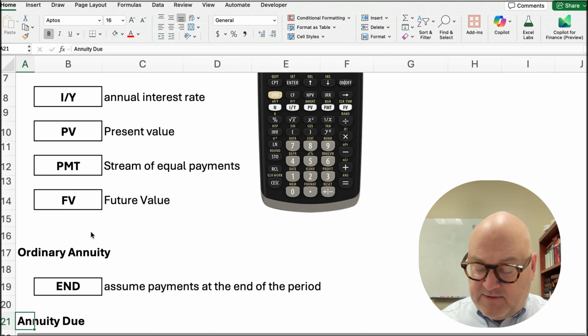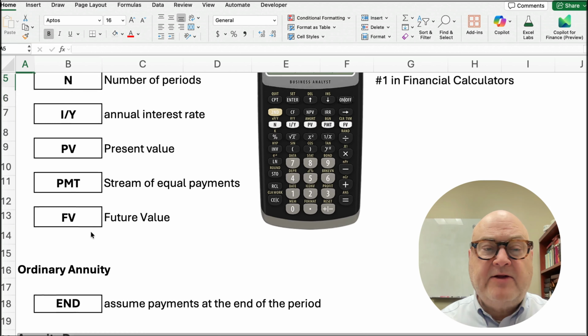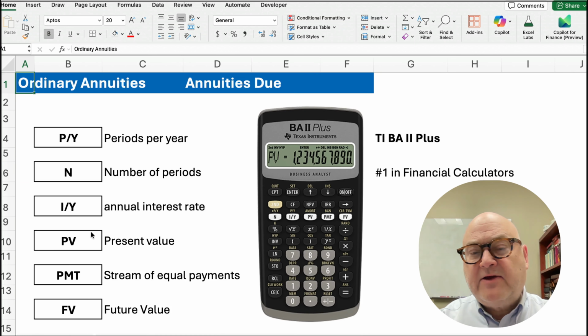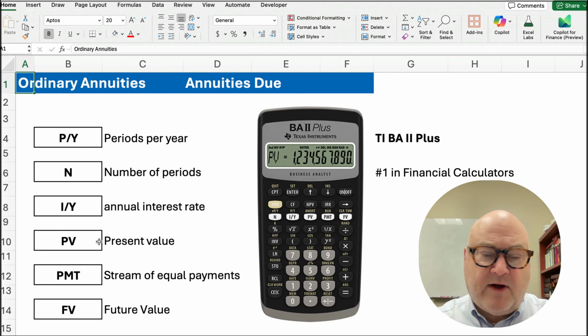Well, what happens is we have our calculator, our time value of money calculator, which is the TI BA2 Plus. I have a whole playlist on the BA2 Plus. These are the financial functions that we're going to use. Now none of this changes. Check out the playlist if you want to calculate the present value, the future value, and so on.